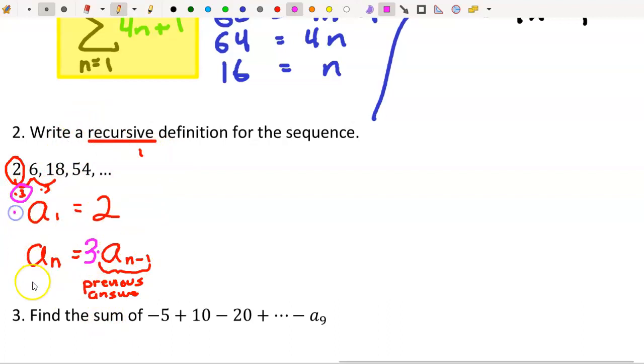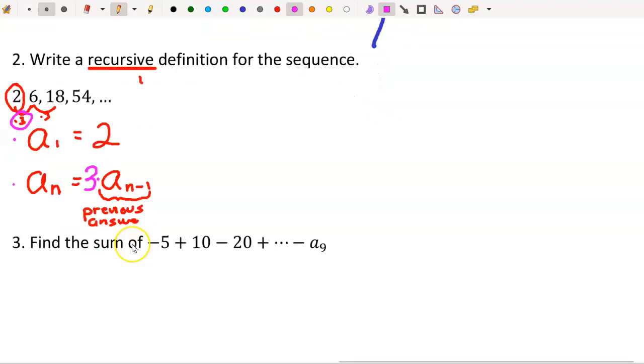You got to have the a sub 1 step. You got to have the a sub n step. Right? These two things will always be like this on the left-hand side, and then in the a sub n step, you will have an a sub n minus 1 somewhere in there. So this could be 3 times something, or it could be this plus 3 or divided by 3, but the a sub n minus 1 will be there somewhere. Okay? So straight up question.